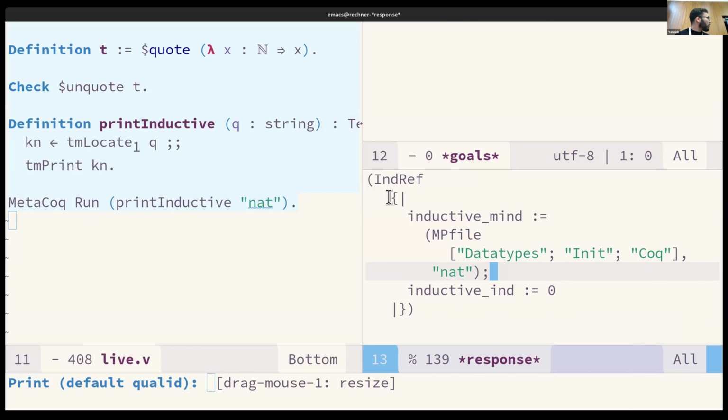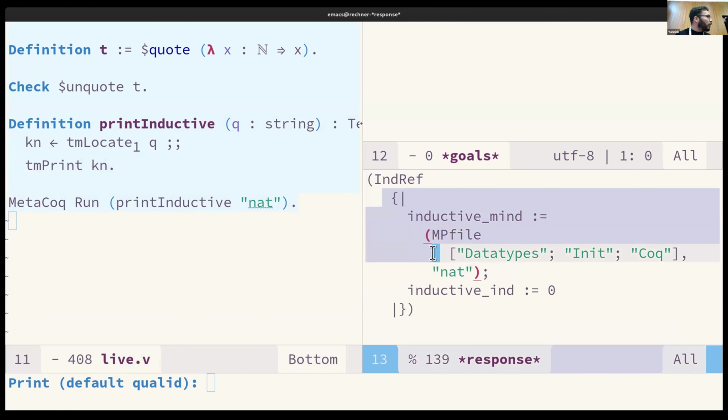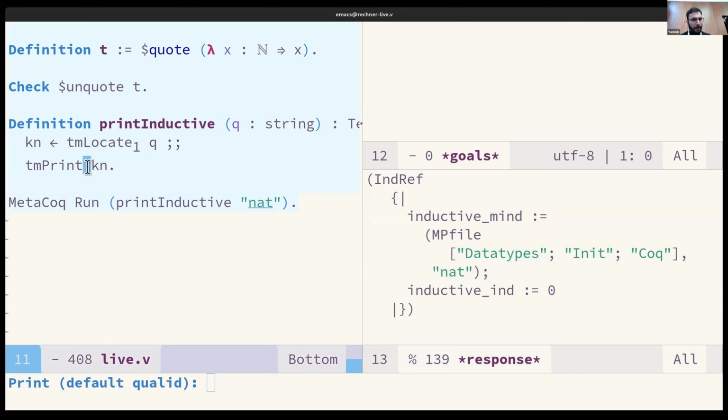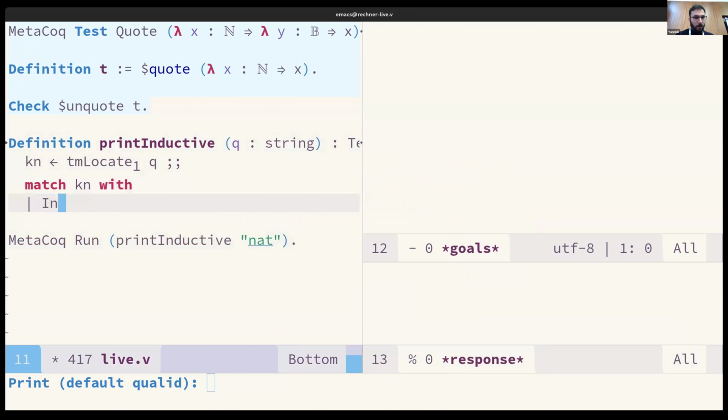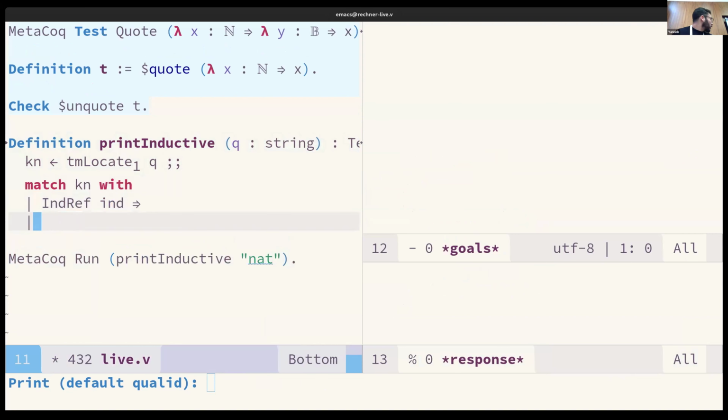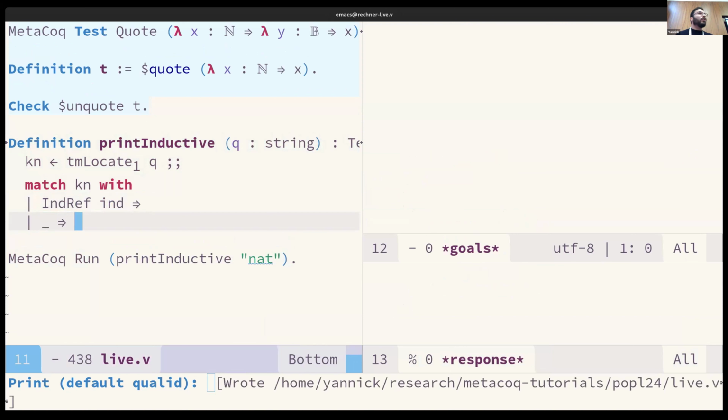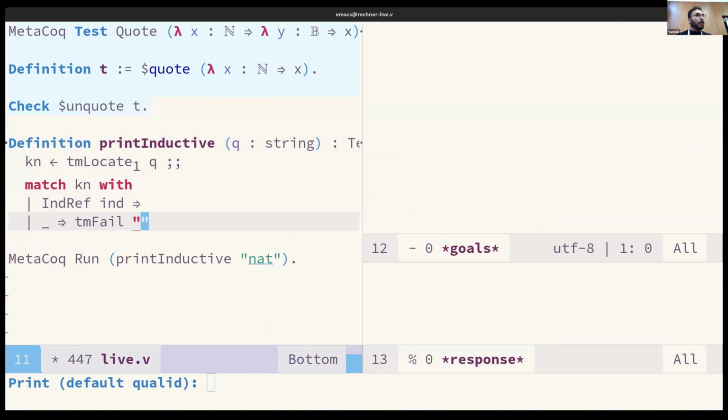In particular, we want to get out the path information, and then access the constant at this path to look at it. So we know that what's going to come back is an inductive reference that contains some inductive information. In the case where it's not an inductive reference, so it might be, for instance, a reference to a global constant, we want to fail.